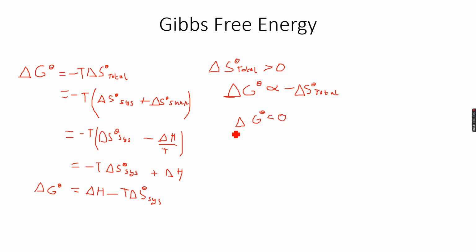So for a reaction to be feasible, delta S naught total should be greater than 0, which means that delta G naught should be less than 0 for the reaction to be feasible. So when delta G naught is less than 0, the reaction will be feasible, or in other words, it will be spontaneous. It's the same thing.